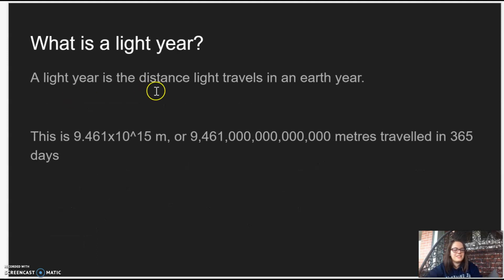And so what is a light year? A light year is the distance light travels in an Earth year. This is that number. So 1,000, million, billion, trillion, quadrillion. So that must mean it is a quintillion? 9 quintillion, I guess. But it is that number of meters that light travels in 365 days, which is quite cool.